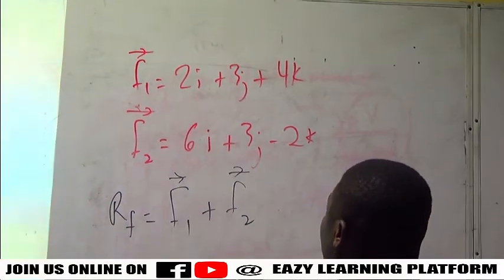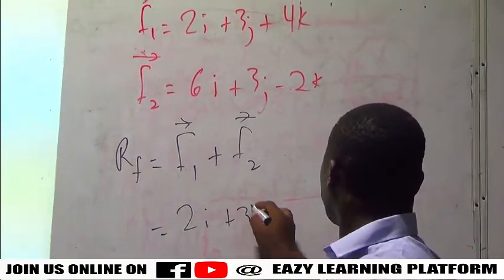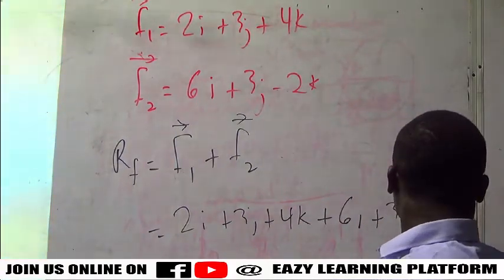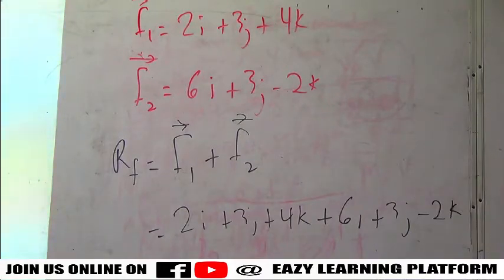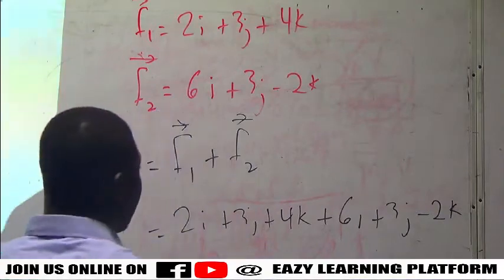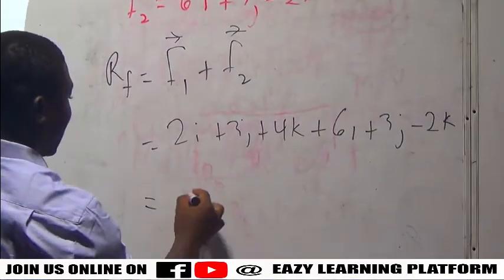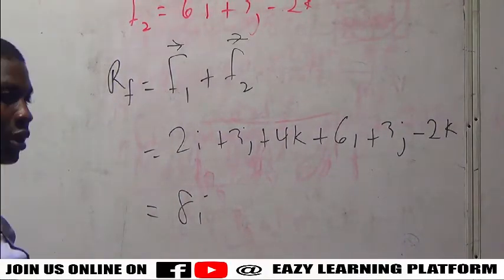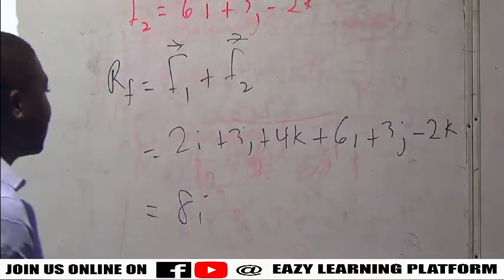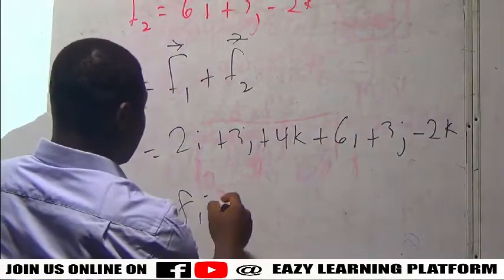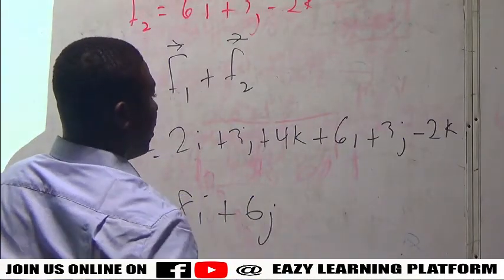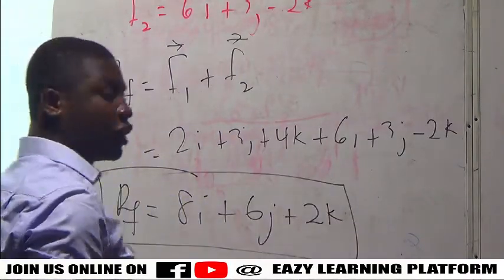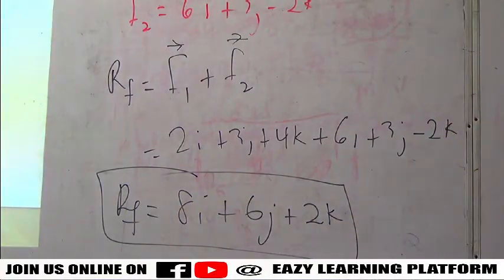So I have 2i plus 3j plus 4k plus 6i plus 3j minus 2k. I add them vectorially, and adding them, I have 8i. When you are adding vectors, you add according to directions. So the i together, the j together, the k together, plus 6j plus 2k. This gives me the resultant of the two forces vectorially.